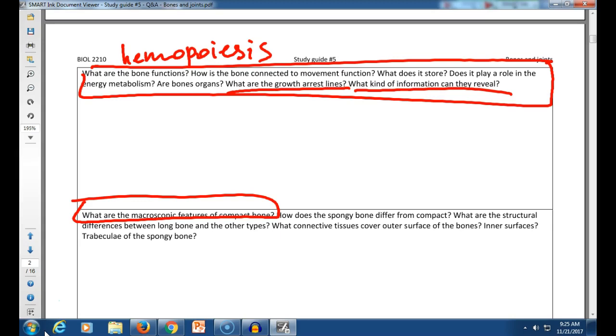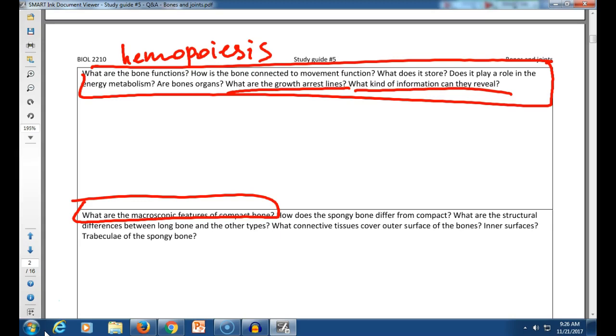If it's inside, does it experience any significant forces? No. So endosteum is delicate tissue. It's pretty much loose connective tissue. Periosteum is dense, irregular connective tissue which attaches ligaments to the bone. So it does experience strong pulling forces. Okay?